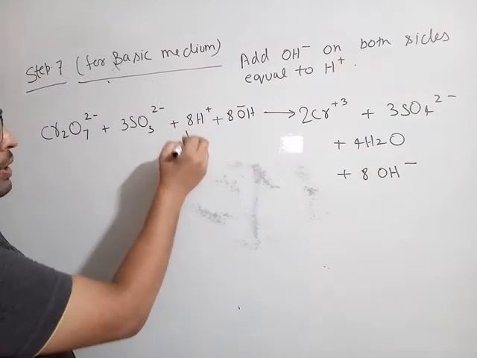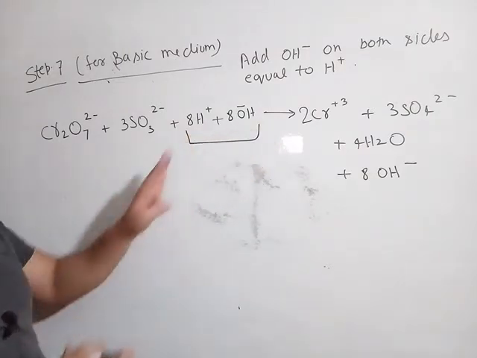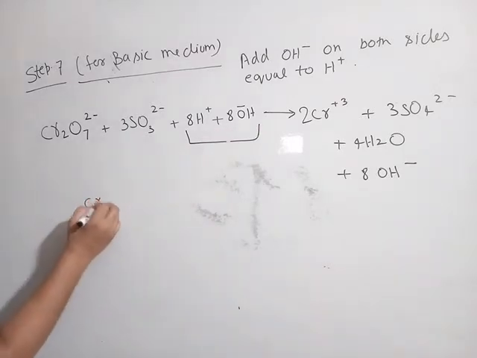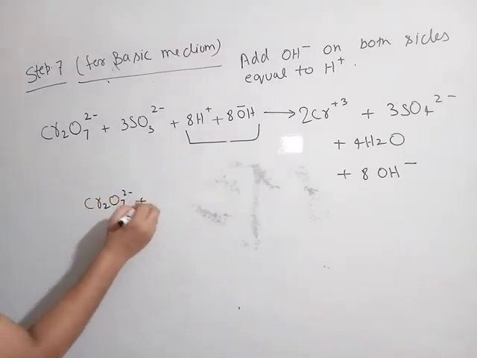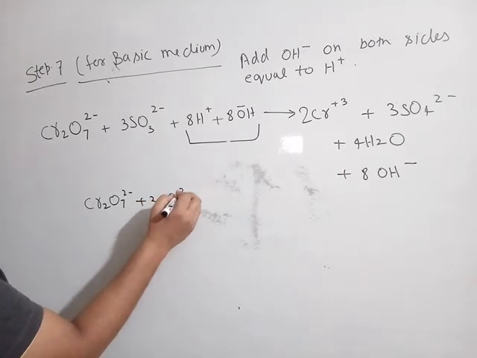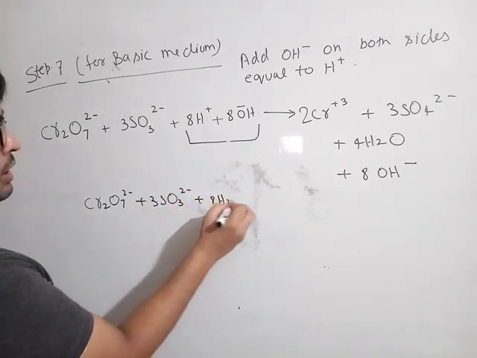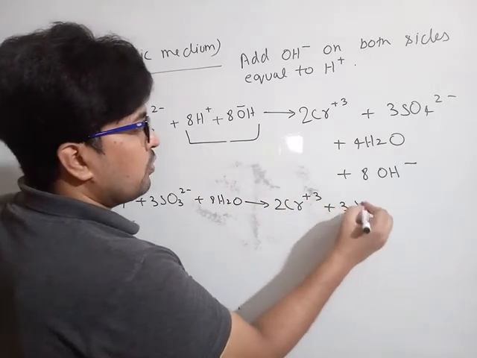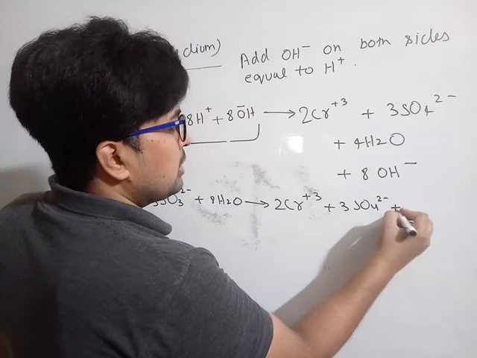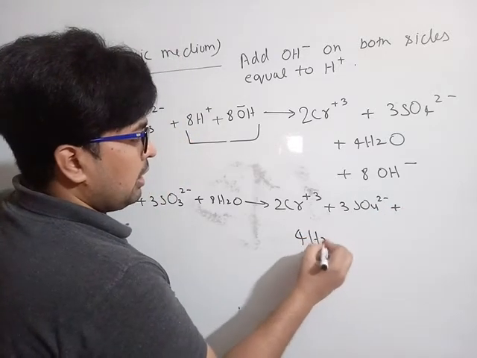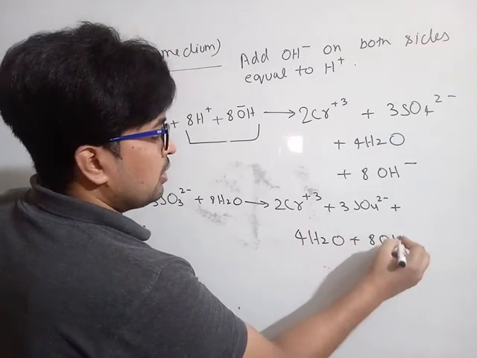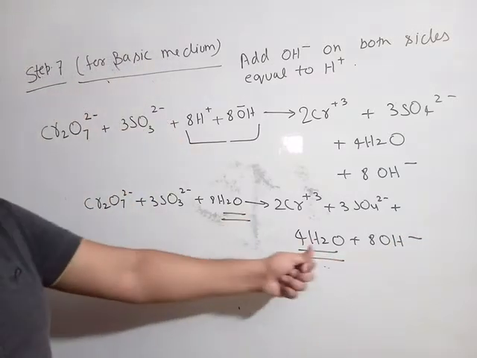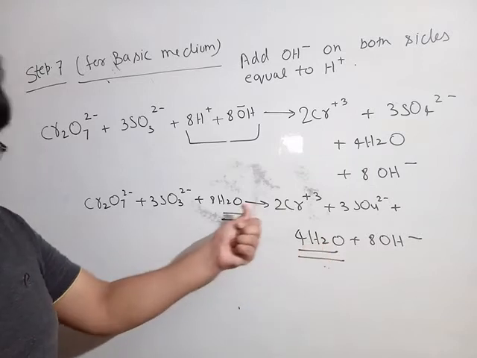If you check properly, H plus and OH minus will become H2O. So I'll write the equation again: Cr2O7 2 minus plus 3 SO3 2 minus plus 8 H2O gives 2 Cr plus 3 SO4 2 minus plus 4 H2O and 8 OH minus. You can see H2O is present on both sides.